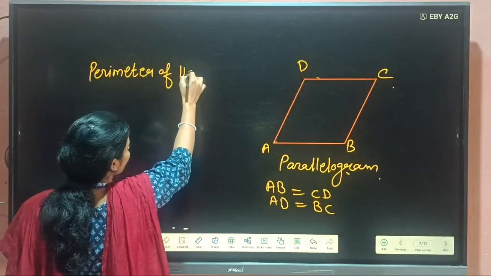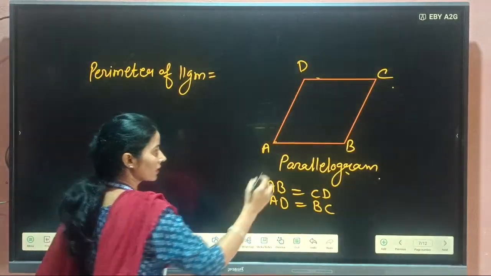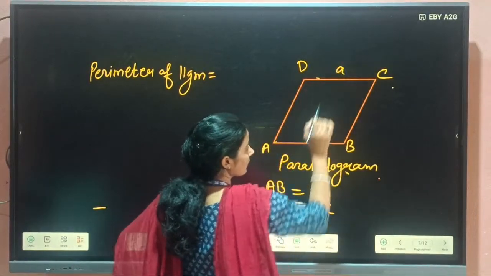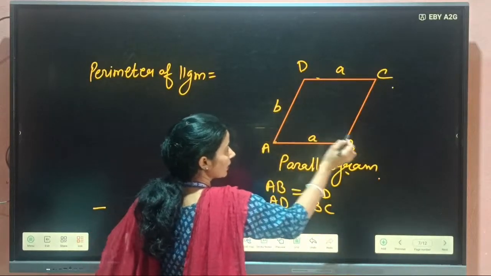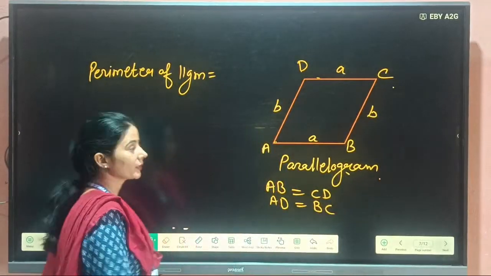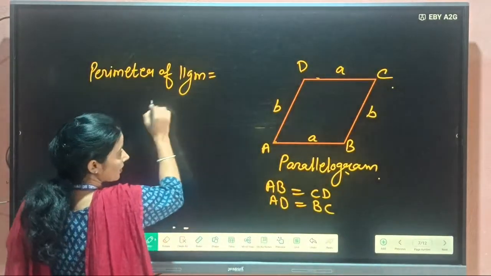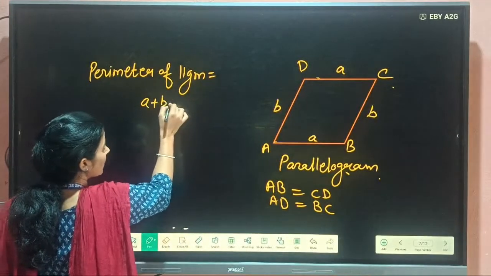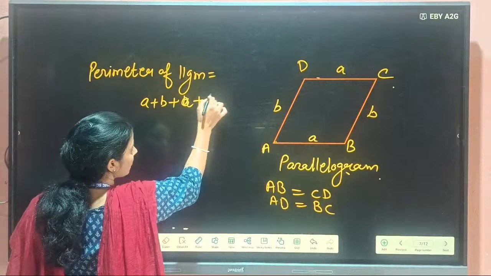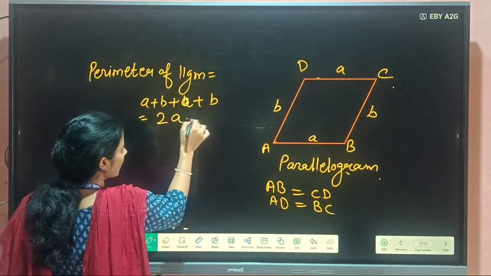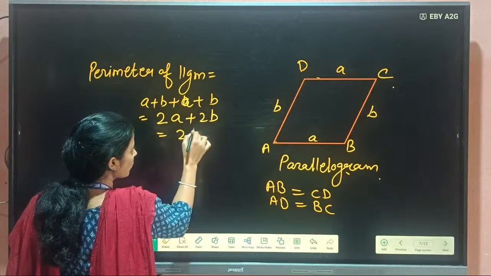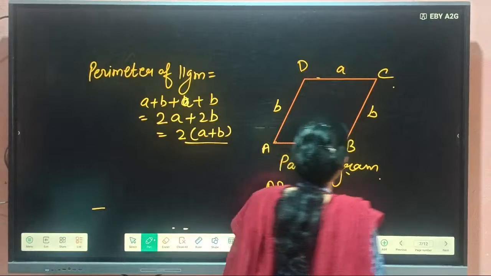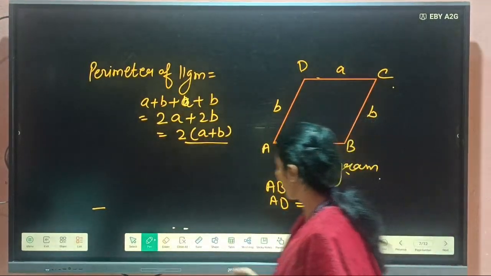Perimeter of a parallelogram. Consider side AB as a, then CD will be a, and if we consider AD as b, then BC will be b only. What will be the perimeter? Sum of the lengths of all sides of this parallelogram, that is a plus b plus a plus b, 2 times a and 2 times b, that is 2 into (a plus b). This will be its perimeter. Let us see how we can find its area.